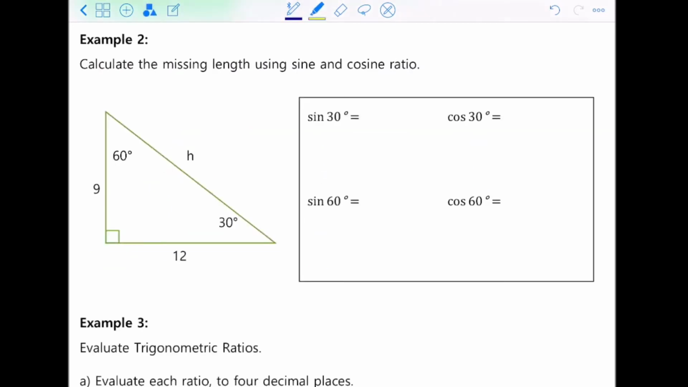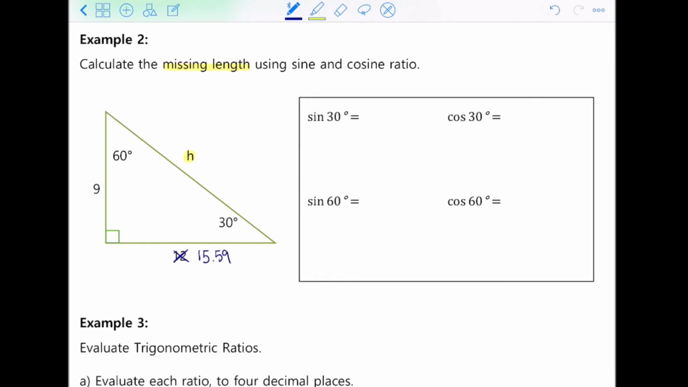Moving on to example 2. Calculate the missing length using sine and cosine ratio. We're looking for the missing length, which is h here, which is the hypotenuse. There's also a typo here, so please correct it if you have the old copy. So this one, instead of 12, it's 15.59.